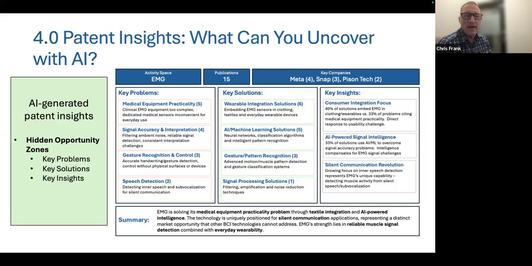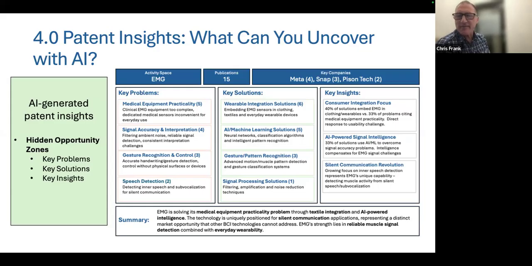So key problems: medical equipment practicality, signal accuracy and interpretation, again, gesture recognition and control, and speech detection. Those are the key problems. What are the key solutions? Wearable integration solutions. If I'm doing a wearable, I want to know, am I competing with Meta in this space? Because that's going to affect my patent decisions as well. Again, we have AI machine learning solutions, gesture and pattern recognition, and signal processing.